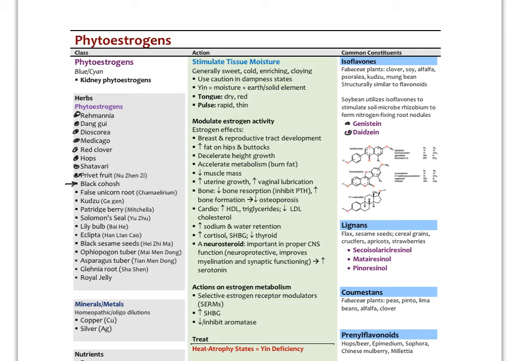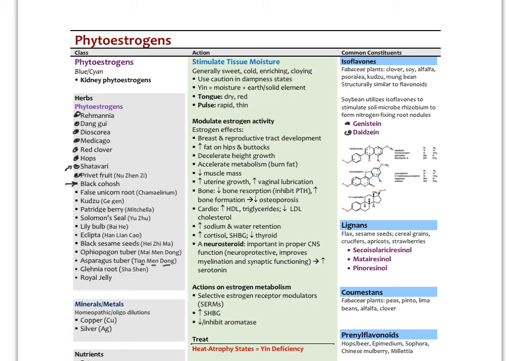The false unicorn root, kudzu, partridge berry, Solomon's seal, lily bulb, eucommia, black sesame seeds. I put the Chinese pinyin names after that in case you are interested. Ophiopogon, asparagus tuber, which is, again, shatavari is a type of asparagus. This is the one that's used in Chinese medicine, the tianmendong. And then glehnia roots and royal jelly. So these all are examples of phytoestrogens.